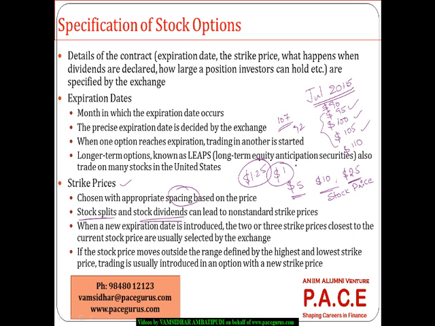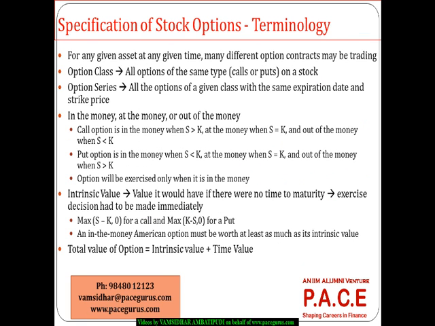So if the stock price moves out of the range defined by the highest and the lowest strike price, a new option with a new strike price would be introduced by the exchange. Which means in any particular month, depending on the kind of fluctuation or the volatility associated with the price, different kinds of option contracts can be created with different strike prices. So many different option contracts may be trading.